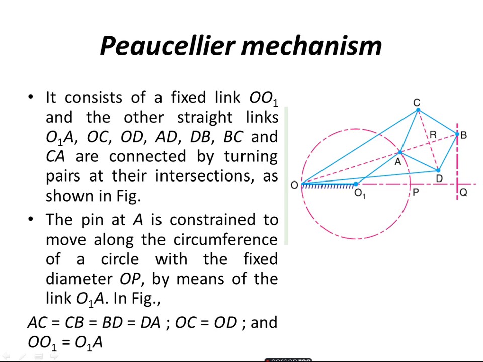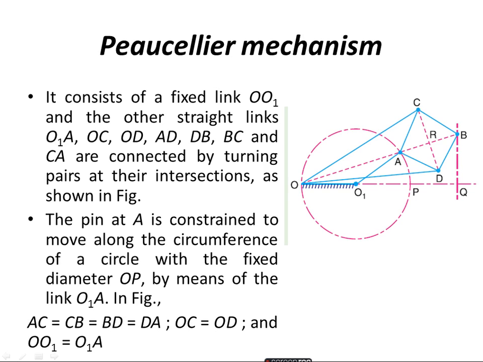This is from here to here OC, and then O to D, both are equal. And then O to O1, this length should be equal to this length O1A. So if this type of mechanism is considered, what will happen when the rotation is there from O1 to A in the circular path?